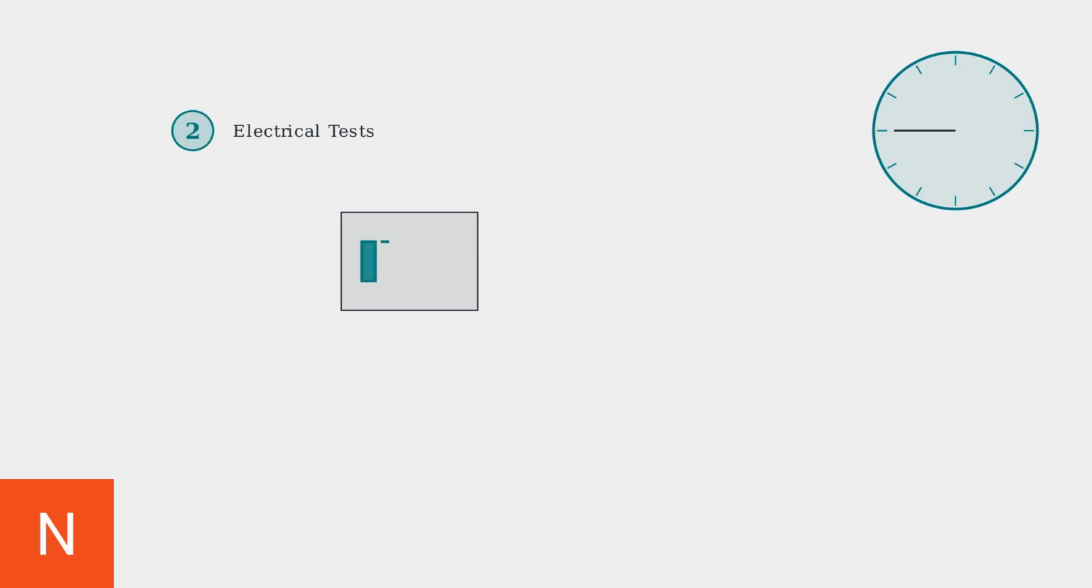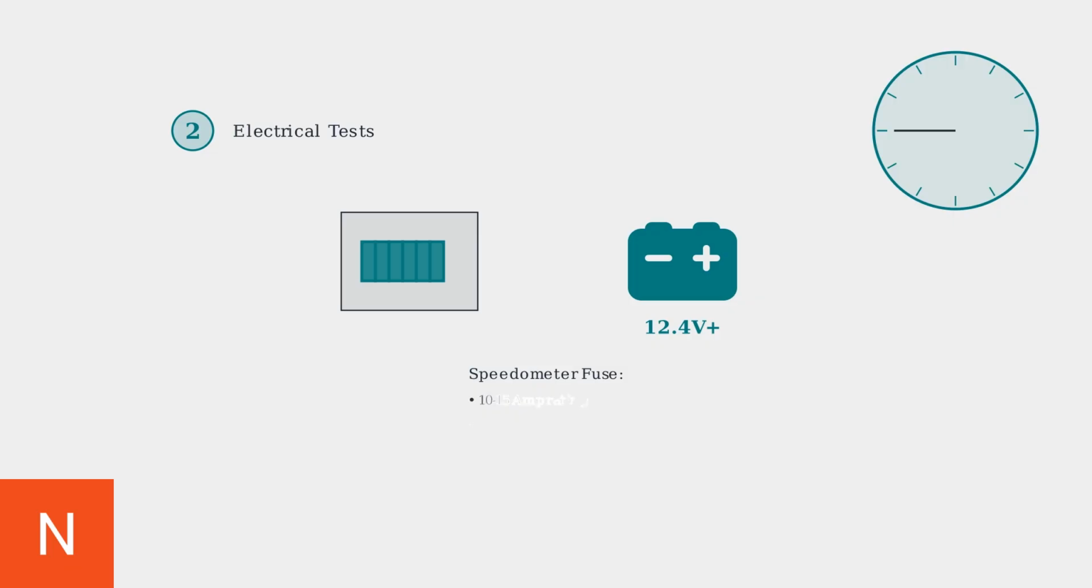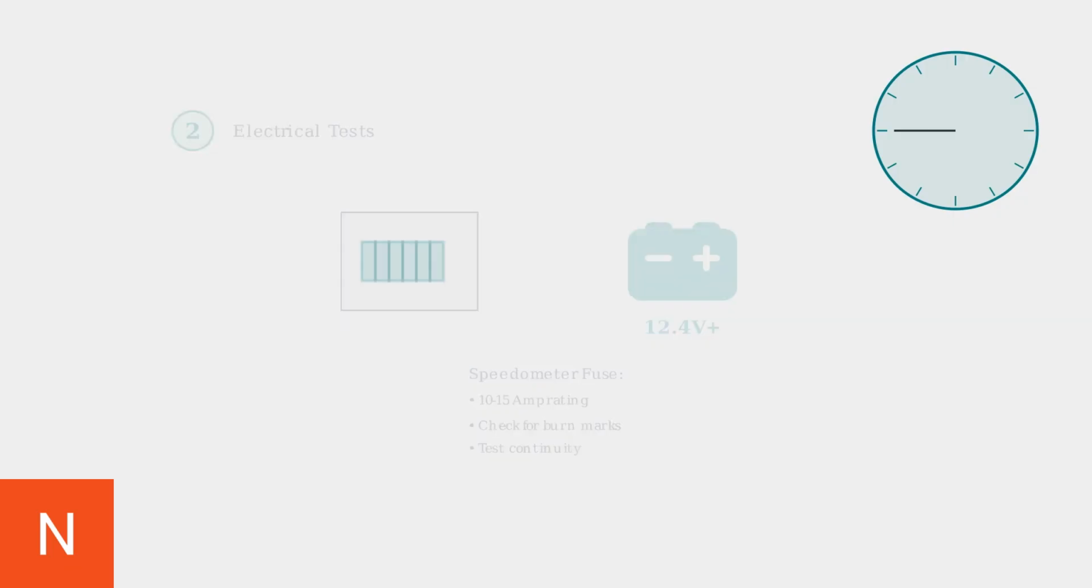Phase 2 involves basic electrical testing. Start by inspecting the fuse box. Speedometer fuses are typically 10 to 15 amps. Also verify your battery voltage is at least 12.4 volts, as low voltage can cause erratic gauge behavior.